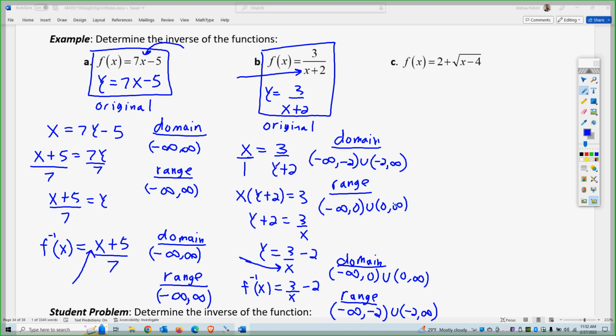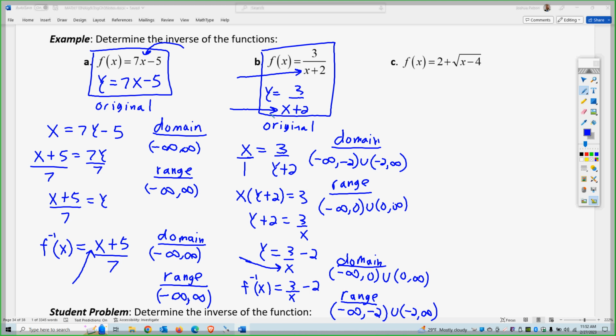So essentially, no matter what I plug into this function, I can never get 0 as an output, right? Because if you plug in 0, you get 3 over 2. If you plug in negative 2, you get 3 over 0, which can't be done. So you never get 0, essentially.